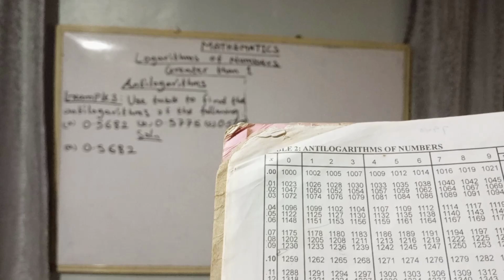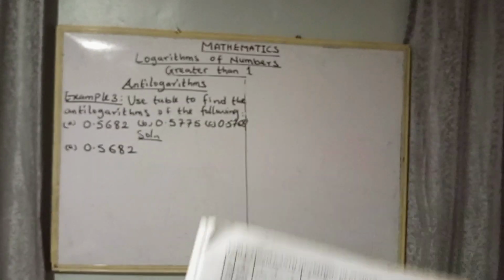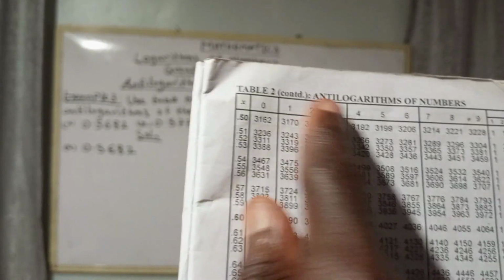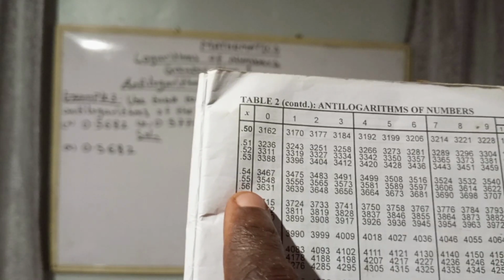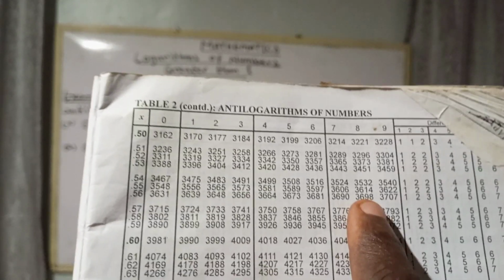Now I want to check the anti-logarithm of 0.56 under 8, difference 2. So that 0 point there will be neglected, meaning we are still coming to that. Now let us go and check 0.56. This is 0.56 under 8. You trace your 8.